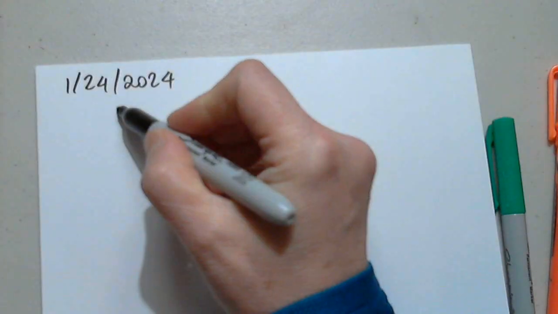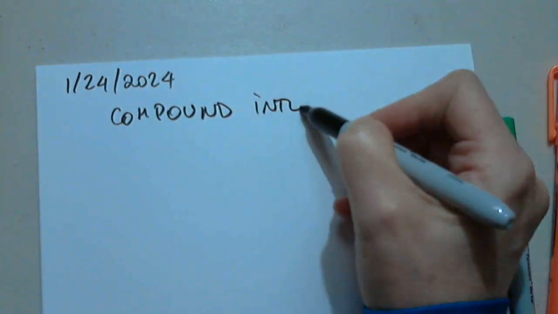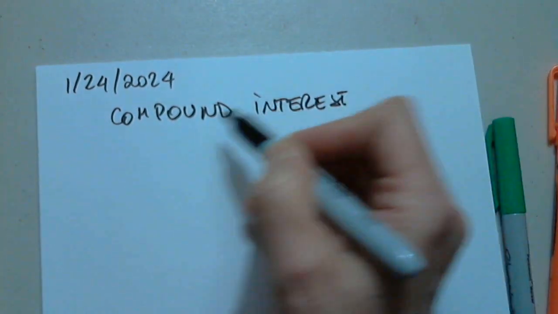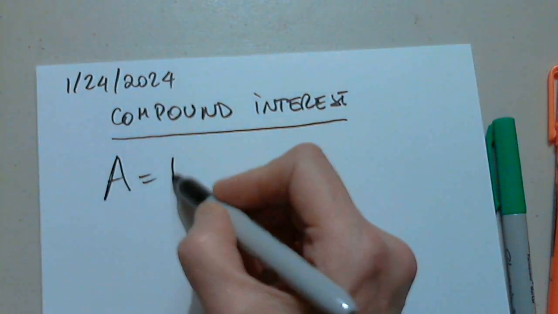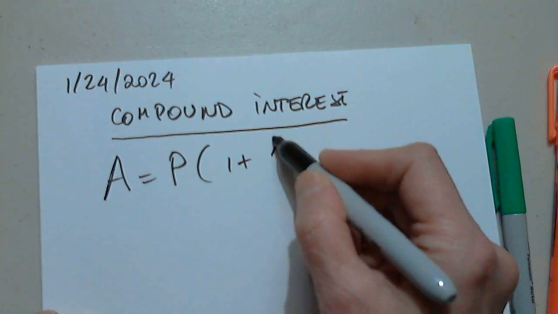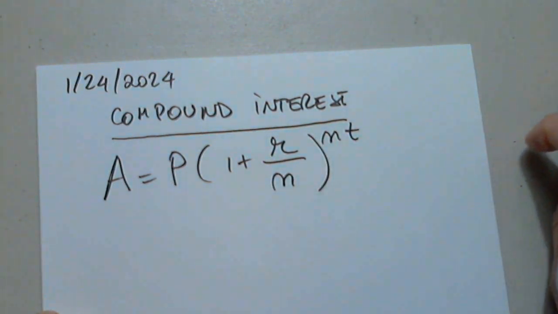So one of the things that is important here is how to calculate compound interest. So first of all, let's talk about the formula for compound interest. Compound interest, A equals P times (1 plus R over N) raised to NT.